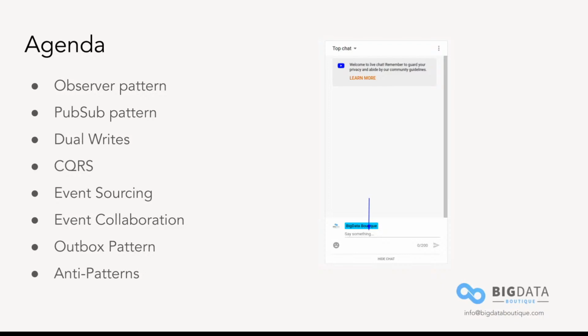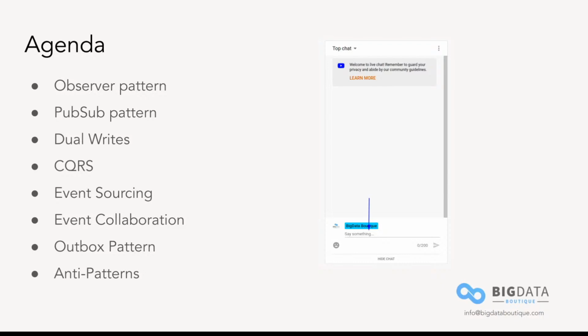What we are going to cover today is a couple of patterns, the observer pattern and the PubSub pattern, to understand Kafka a bit better from that perspective. And then we are going to see how to use the PubSub pattern in different use cases to take advantage of Kafka. The first thing is dual writes, how to avoid dual writes, how to have backpressure management thanks to Kafka.